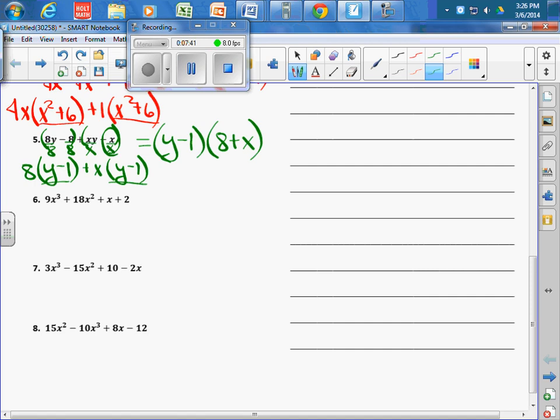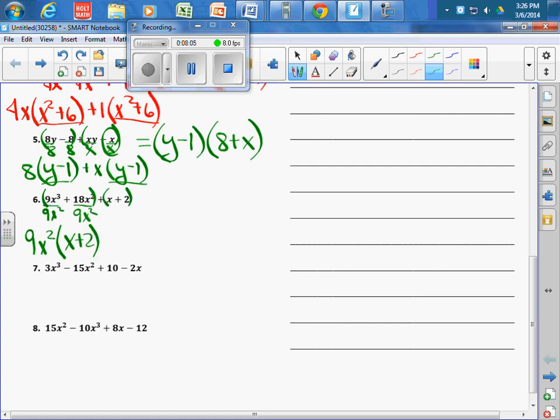Look at number 6. Very similar to what we just did in number 5. We're going to group these first two, and I'm going to have a 9x squared in common. So let's pull that out. And we have x plus 2 left over.